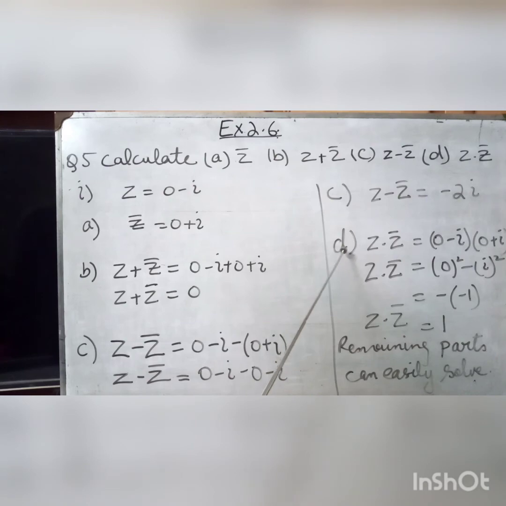In D part, we have to find out the product of z into z bar, that is minus into minus 1 and 1. The product of z into z bar is 1. Remaining parts can easily be solved.